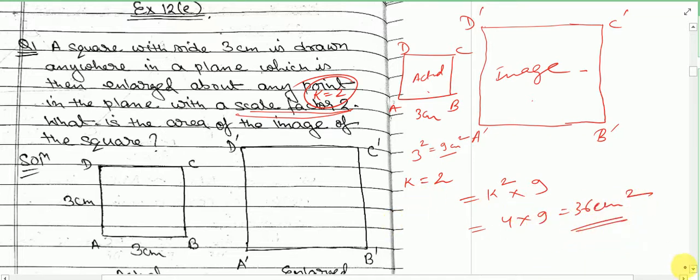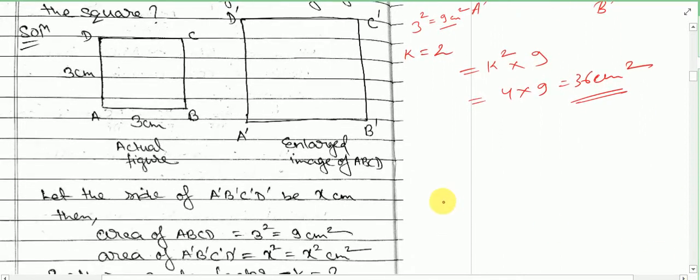So see over here. So solution: ABCD, side 3 centimeter. This is the actual figure. This is the enlarged figure. You can see this is the image. Okay, once again, since the area of the image is coming 36, you can easily find its side also. Side will be square root of this, that means 6 centimeter. Side of this is 6 centimeter. So this is the enlarged one.